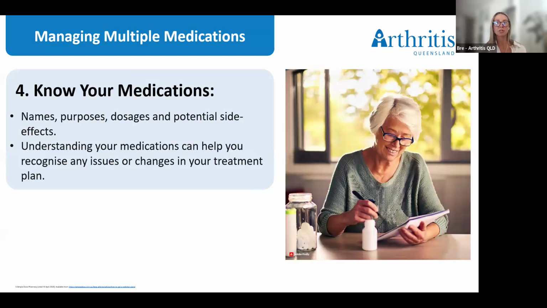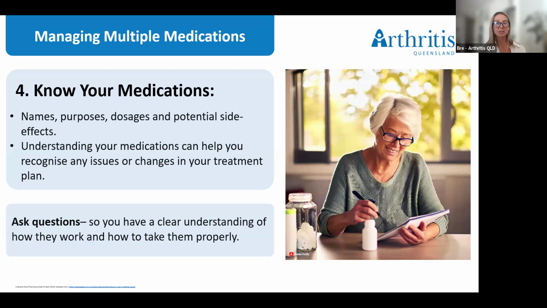And it's really important to know your medications. So educate yourself about your medications, and that includes their names, their purposes, the dosages, and potential side effects. Understanding your medications can help you recognize any issues or changes to your treatment plan. So ask questions to your doctor or rheumatologist or pharmacist about your medications to make sure that you have a clear understanding of how they work and how to take them properly.